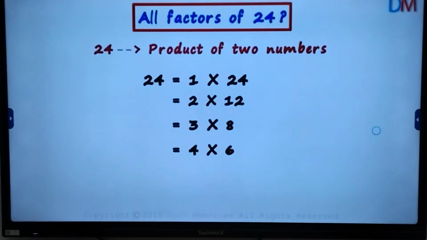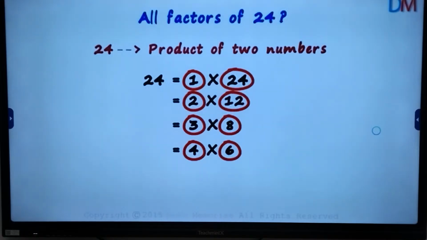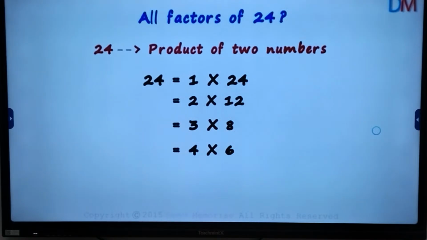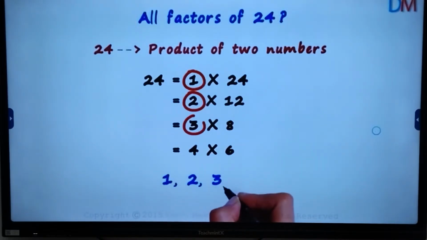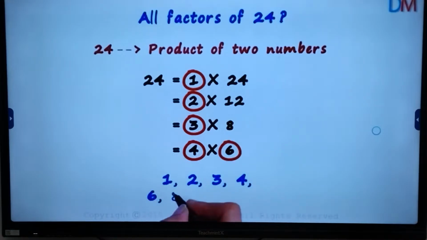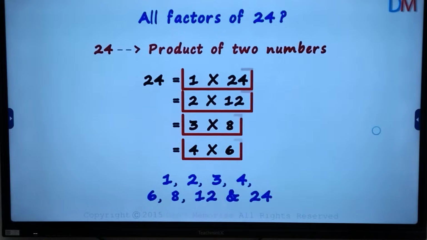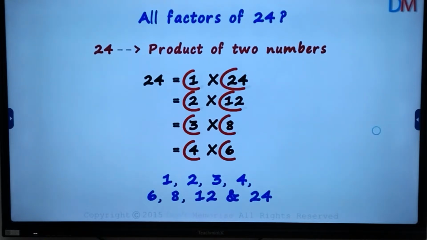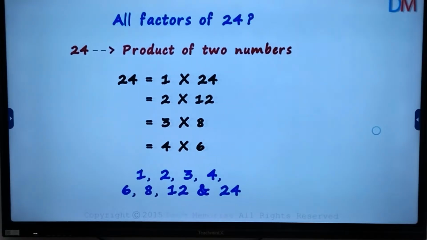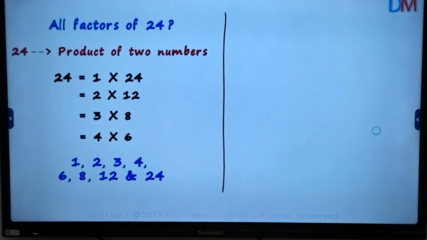What are the factors of 24 then? All these numbers individually are the factors of 24. We can say that the factors of 24 are 1, 2, 3, 4, 6, 8, 12, and 24. We write the number as all possible products of two numbers and then each of the numbers become a factor of that number. Let's try finding the factors of another number.